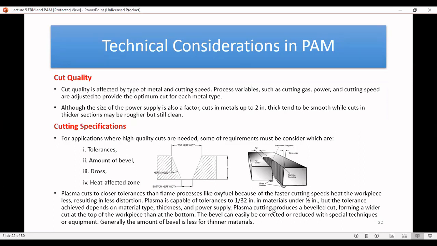Plasma cutting produces a bevel cut, forming a wider cut on the top. So the thing that you have to remember is that it will produce a bevel cut, looking like this, wider on the top than the bottom. The bevel can be easily corrected or reduced by special techniques or equipment. So you can do reworking, and so on and so forth. Generally, the amount of bevel is less for thinner materials. So the thinner the materials, the smaller the bevel cut is.